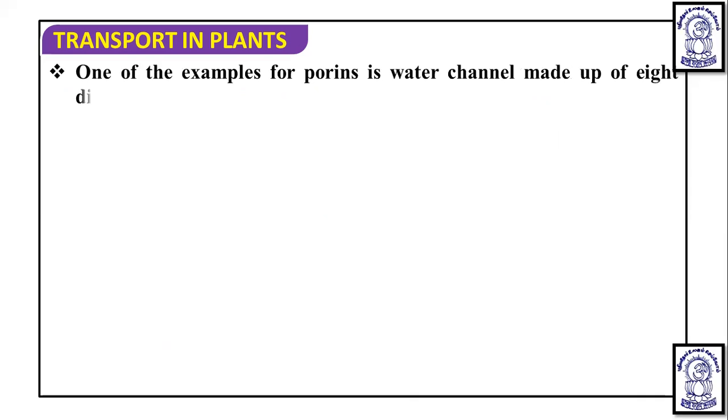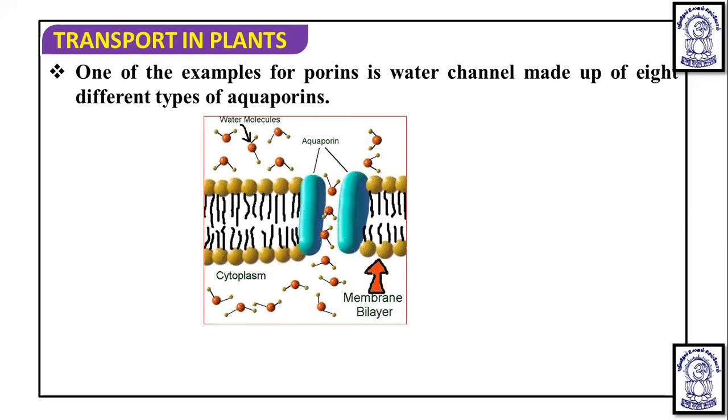One example of the porin is the water channel, made up of 8 different types of aquaporins. So aquaporin is one type of porin, and the water channel is made up of 8 different types of aquaporins, and they are involved in facilitating the transport of water or water-soluble substances. So you should remember this data: they are made up of 8 different types of aquaporins.